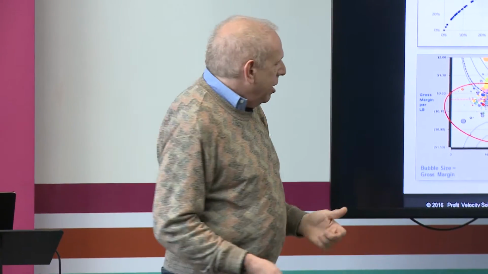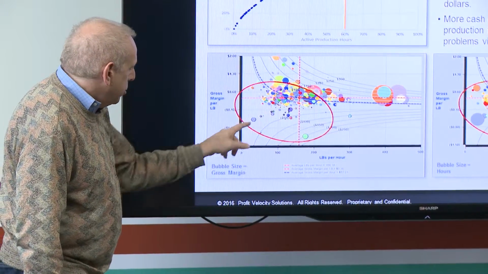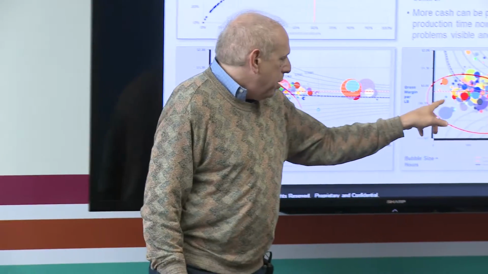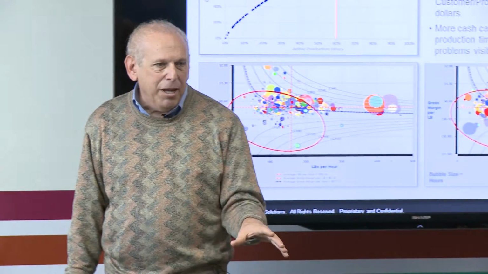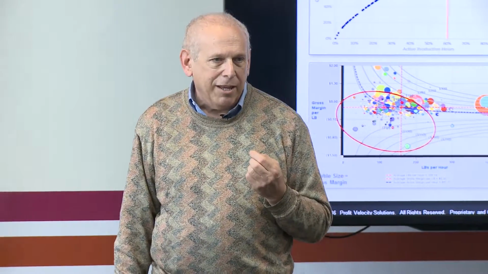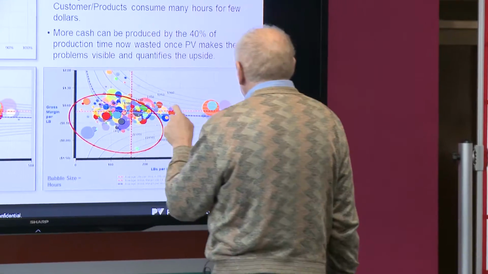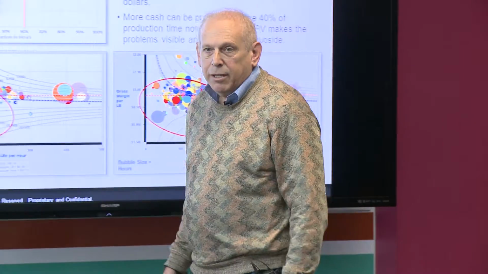Why? When you look at their topo maps, this is the amount of gross margin. So you see these little bubbles here. This is the amount of time. You put a lot of time in, you get almost nothing back. Over here, you put a relatively small amount of time in, you get nice big hunks of money back.